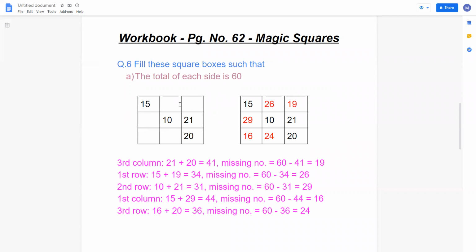Now if you take the first row, only one number is given, we cannot find it, but you take the third column. See, this is the third column. See the movement of the pointer. Already 2 numbers are there, so we can find the third number. How? 2 numbers given, we have to add them and subtract from the total 60, then you will get the third number. So third column, 2 numbers, 21 plus 20, adding you will get 41. So the missing number equals 60 minus 41 equals 19. Why do we subtract from 60? Because the total of each side is 60. So we have got 19, see in the answer part I have written 19. So the third column is fully filled.